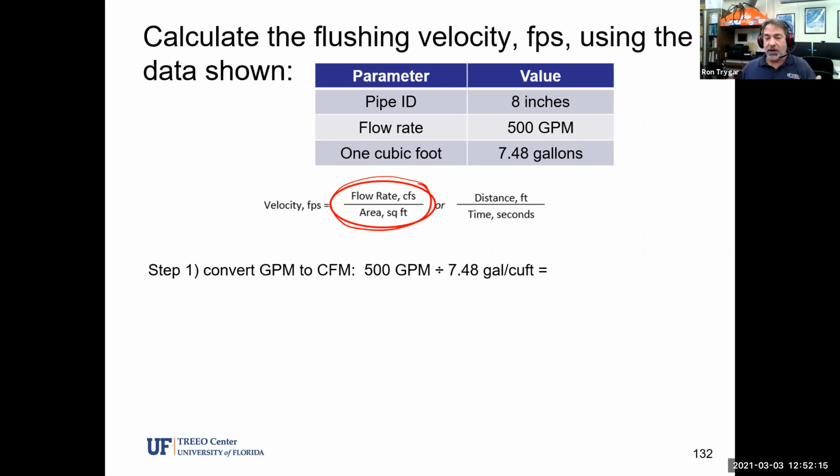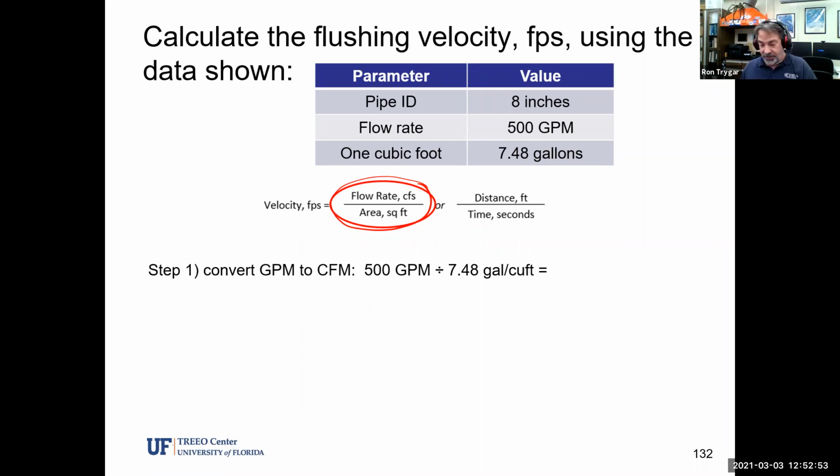Now, how are we going to do that? We know that the gallons per minute is 500 GPM. It's moving through the line at 500 GPM. To convert that into cubic feet per minute, we're going to do a kind of reverse calculation using the 7.48, because we know there's 7.48 gallons per cubic foot. So what we need to do is figure out how many cubic feet per minute we're dealing with. All we're going to do is take 500 gallons per minute divided by 7.48 gallons per cubic foot.